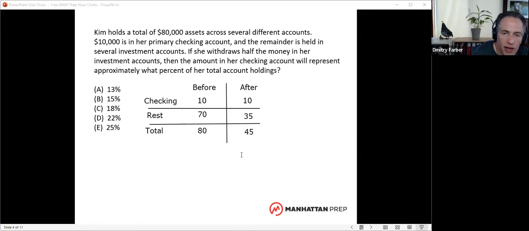And they want to know what percent of our total account holdings are in checking. So at this point, we're really just saying 10 over 45 is what percent, right? You could call this a proportion, is what over 100. You could just divide 10 by 45, right? Simplify. What do I know about this before I, assuming I don't have my calculator, assuming this is in the quant section, which it looks like, what do I know about this answer?